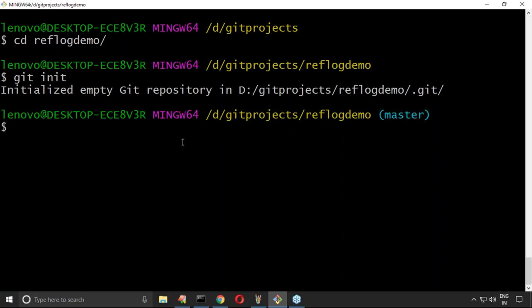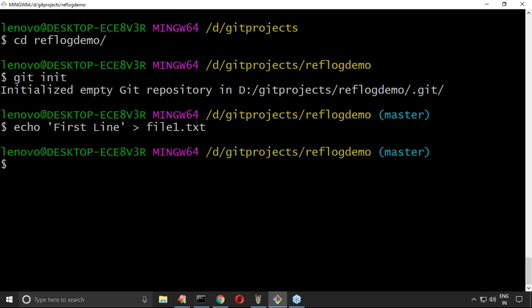Now I'm taking echo first line into file1.txt. Now let me commit that. Git add, next git commit -m, first commit.